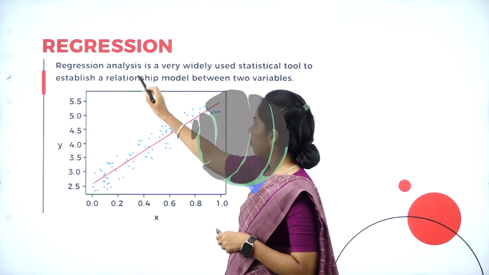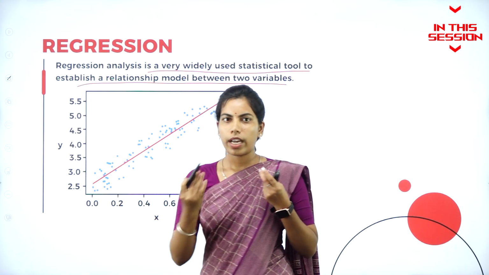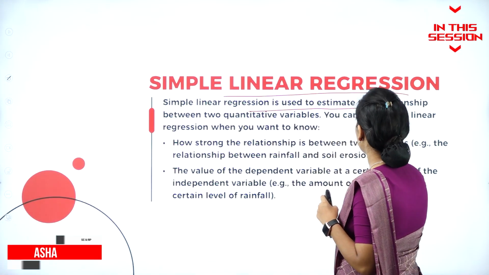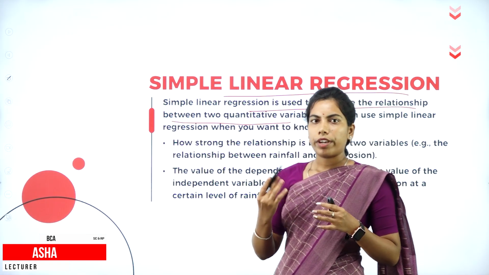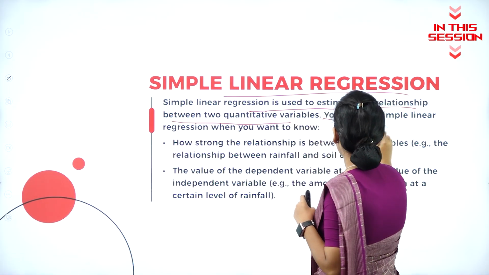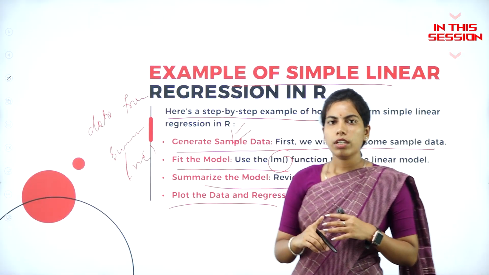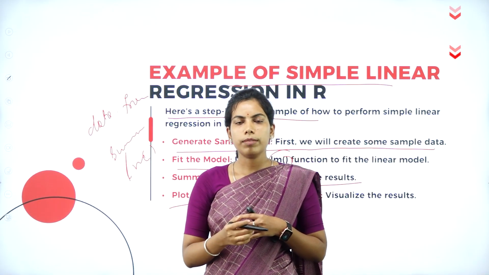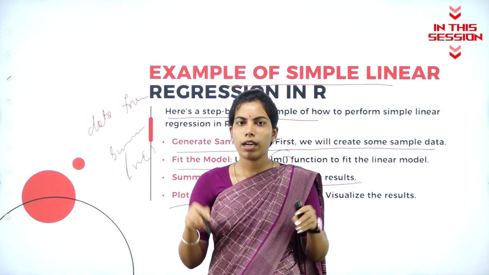A regression is nothing but an analysis widely used as a statistical tool to establish the relationship between data points. Simple linear regression is mainly used to estimate the relationship between what? Two quantitative variables. You can use simple linear regression when you want to know. We have to use the generalized formula. When I call the plot function, after summarizing, we can visualize the linear regression model pictorially.